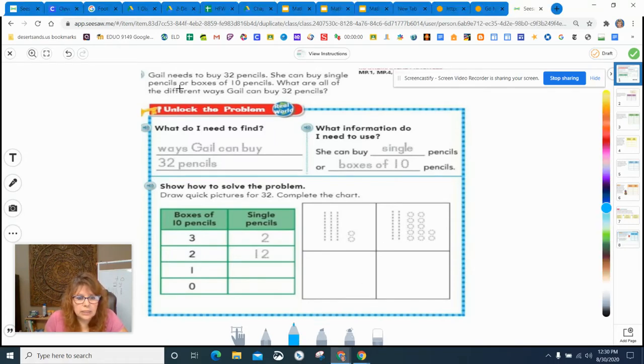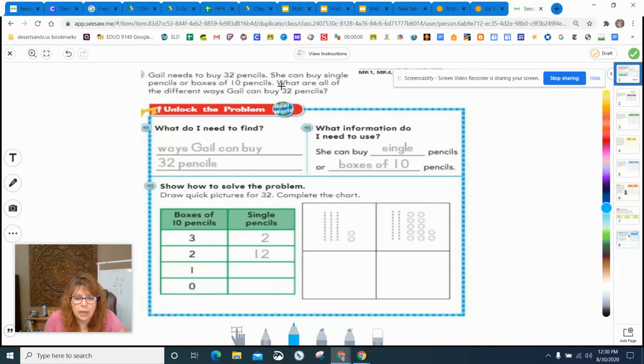It says Gail needs to buy 32 pencils. So I already know she needs to buy 32 pencils. She can buy single pencils or boxes of 10 pencils. Okay, so that information is going to help me. What are all the different ways that Gail can buy 32 pencils? So this is the question.